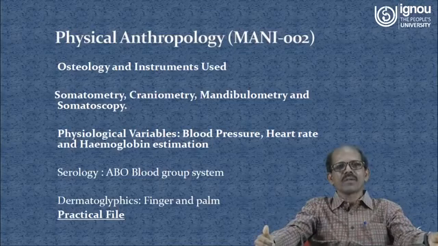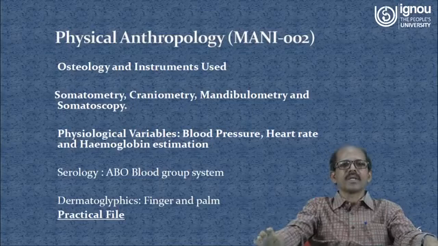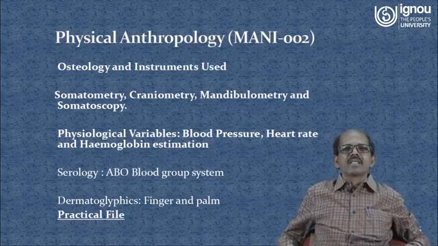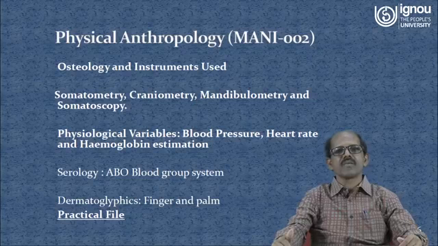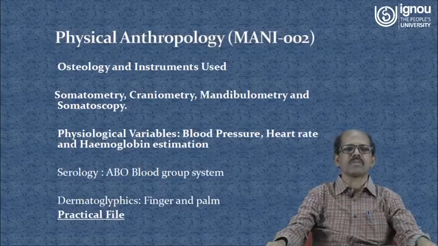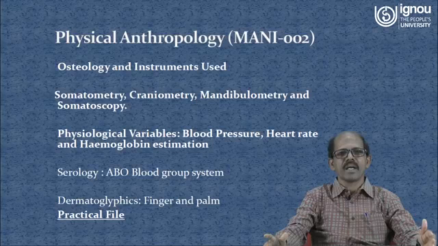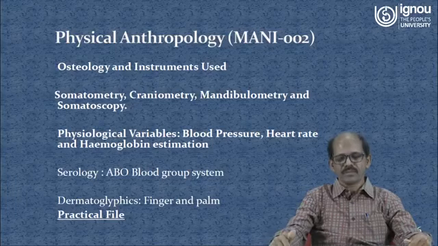Next, we have a chapter on serology. In this serology, we have included a classical genetic marker, that is the ABO blood group system, which has been widely used by anthropologists in understanding population variation.